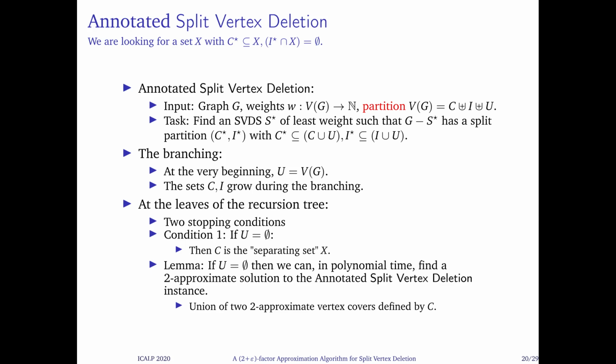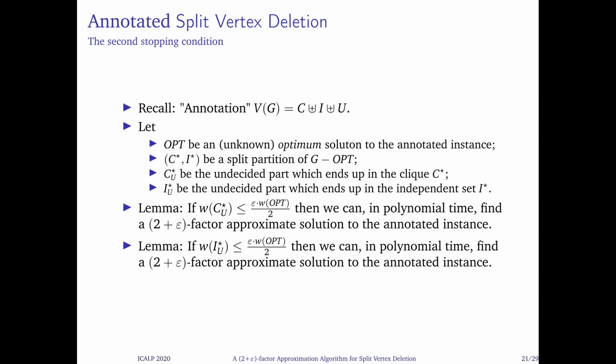The first condition happens when we run out of the undecided vertices. So this is a good case. In this case, we have actually found a correct separating set X. The set C is the separating set. And then as before, we know that if the undecided set becomes empty, then we can find a two approximate solution to the problem, and this solution is the union of two approximate vertex covers defined by the set C. This we have seen before.